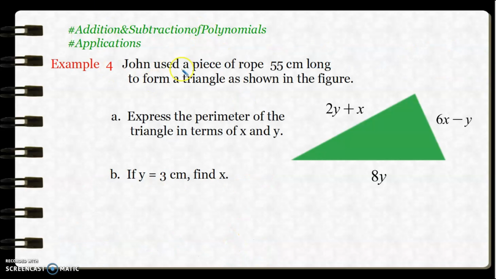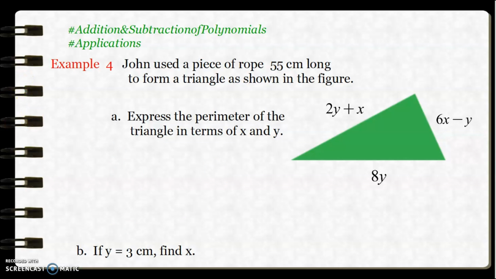Ayan. So example 4 naman, allow me to read the problem. John used a piece of rope 55 centimeters long to form a triangle as shown in the figure. So you have here the figure, the triangle. Express the perimeter of the triangle in terms of x and y. So as you can see sa figure, gumamit ng variables x and y for the lengths of each side. If y is 3 centimeters, find x. So mamaya tayo dyan sa pangalawa, no? Dito muna tayo sa una.